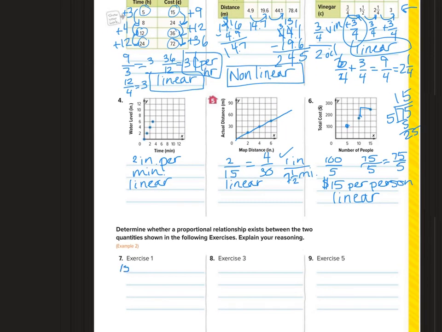So does 15 over 5, that simplifies to 3. And 36 over 12, that simplifies to 3. And 72 over 24 is also 3. So yes, it's proportional. It's proportional because the ratios are equivalent.